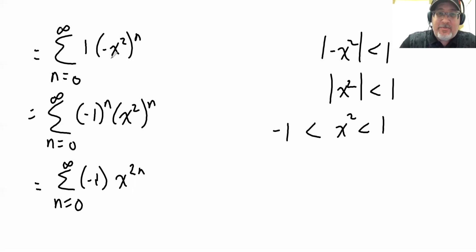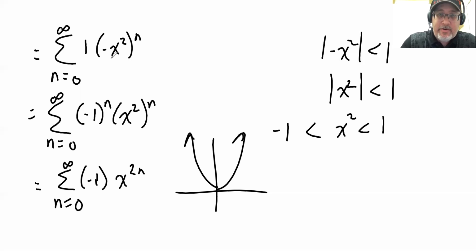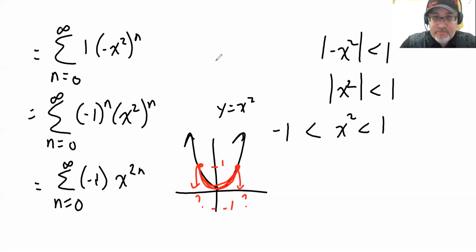If you were to think about this from a graphing perspective, here's the graph of y equals x squared. We want to know when x squared, or y, is between negative 1 and 1. So here's 1 and here's negative 1. Here's the portion of the graph between negative 1 and 1. What are these x values? Well, they're also negative 1 and 1. So however you slice it, when you solve this, you get x's between negative 1 and 1.